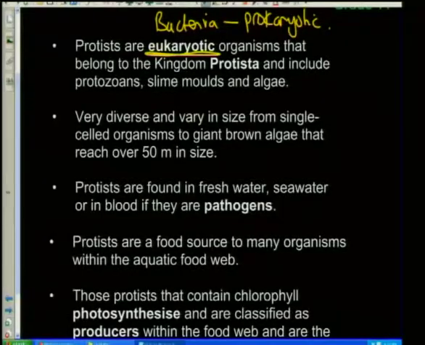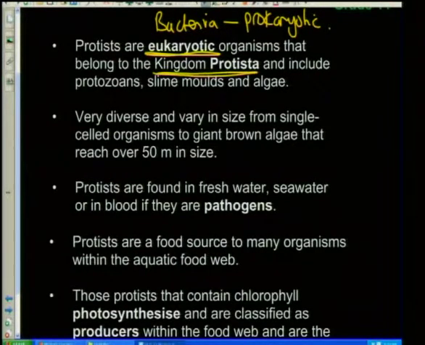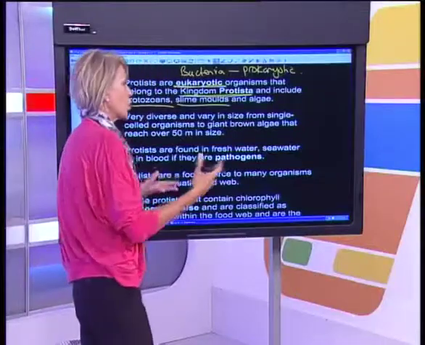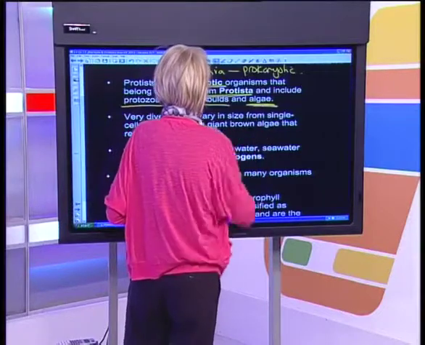Now, we say protists belong to the kingdom Protista. It's one of the main kingdoms in the 5-kingdom classification. And what does it include? Well, we've got our protozoans, which are single-celled little structures. You've got slime molds, which sounds awesomely pleasant. And then we have our algae.